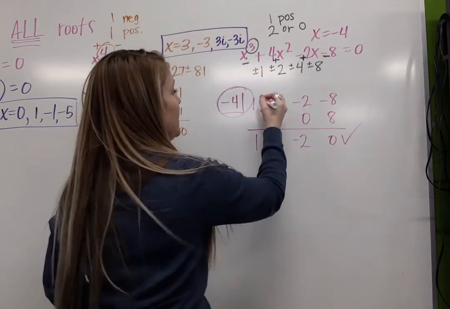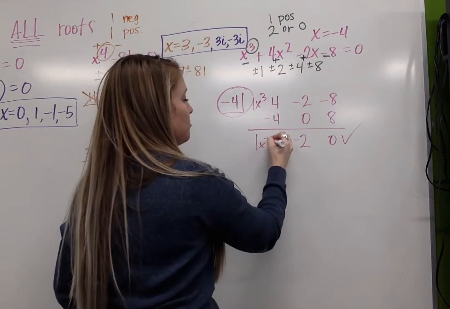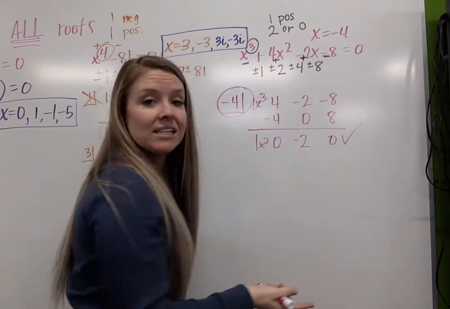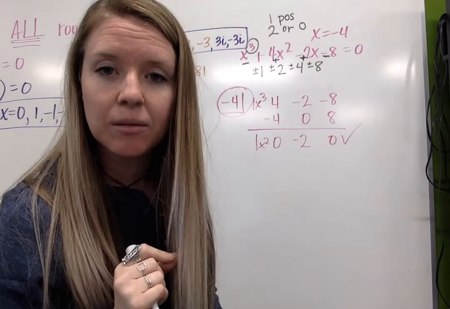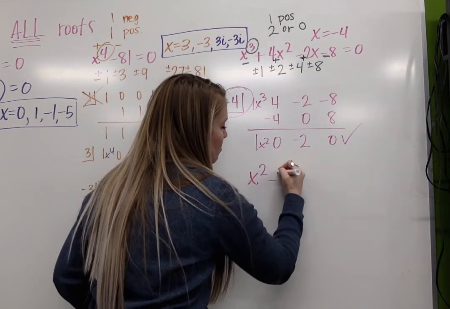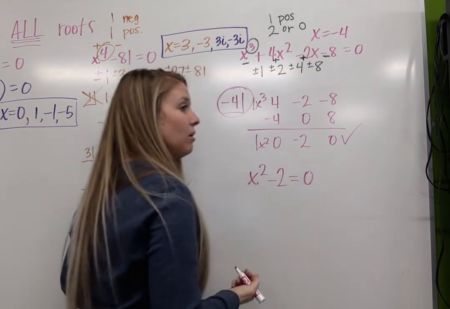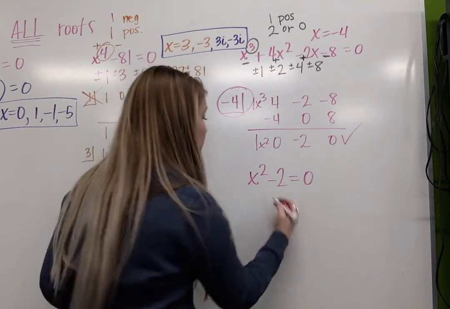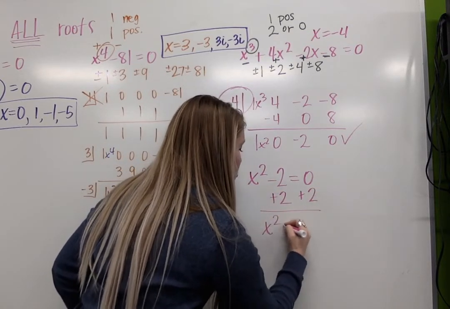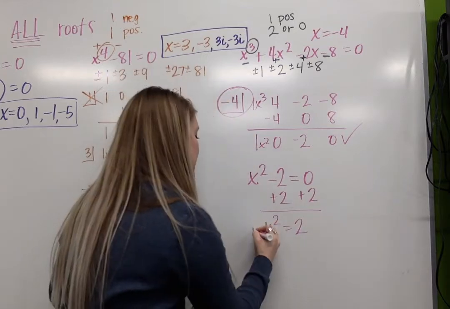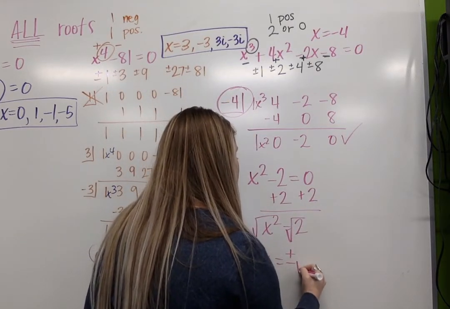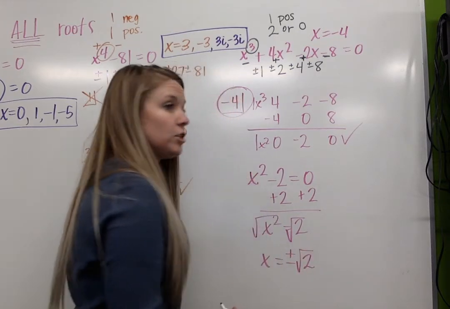Okay. This was an x cubed. So now I'm chilling with an x squared. Okay? You could sit and guess all day, and you're not going to get any more answers, and here's why. This is x squared minus 2 equals 0. Again, we know how to solve for this by hand. So I'm going to add 2 to both sides. X squared equals 2, and I'm going to square root it. So x equals plus or minus the square root of 2.